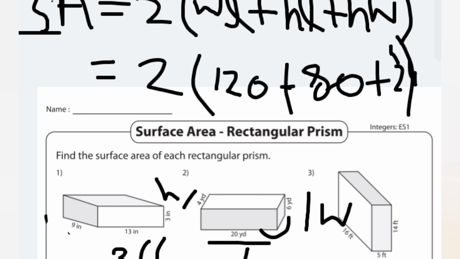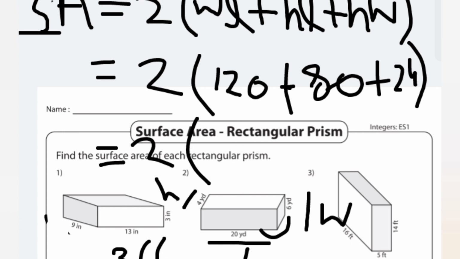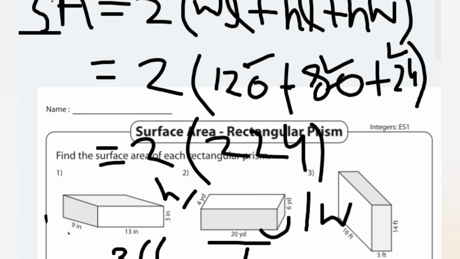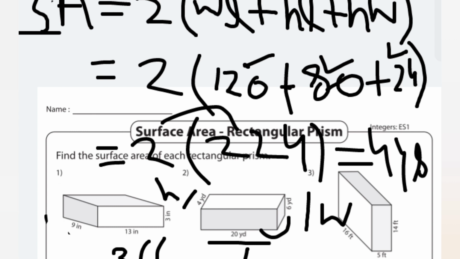This one is 24. I will clear this one. So in the next step we will write 2 into. If I add 120 with 80, we got 200, and 200 after adding 24 we got 224. In the next step we will multiply 224 with 2. So after multiplication we got 448. So this one is our surface area for this part, 448.